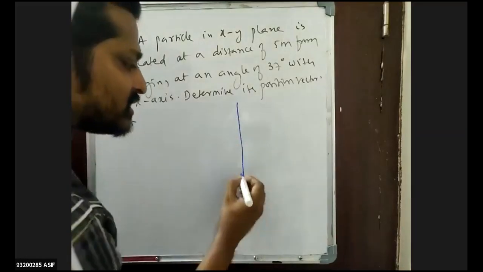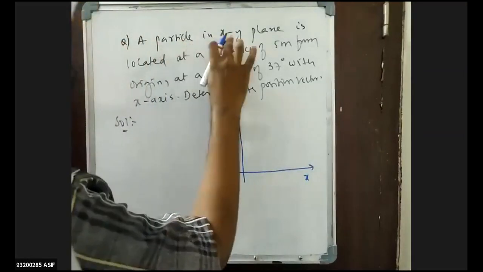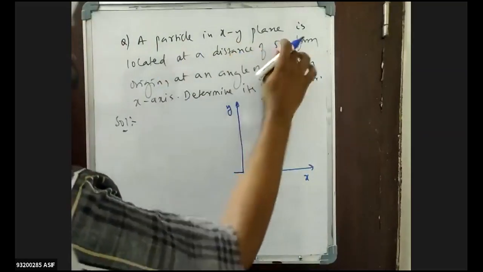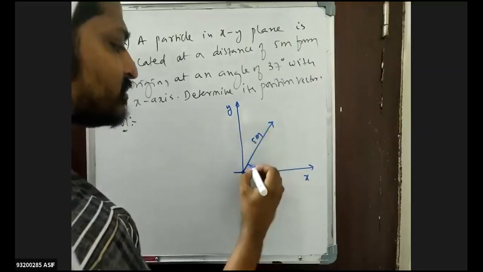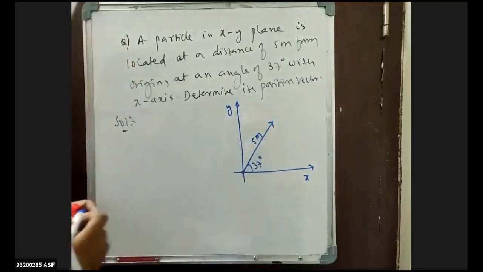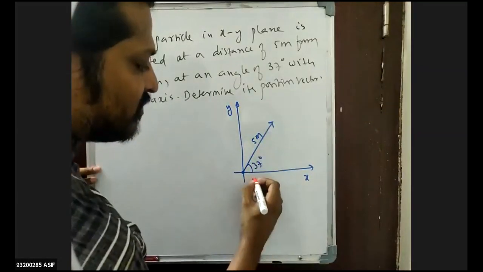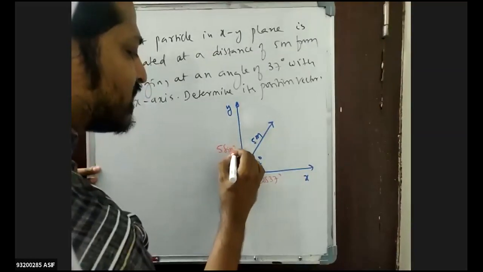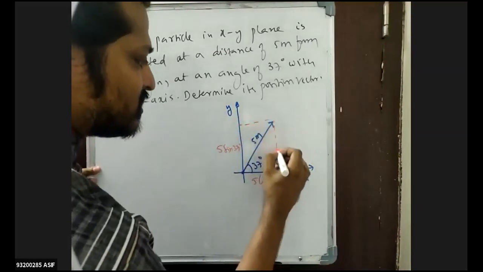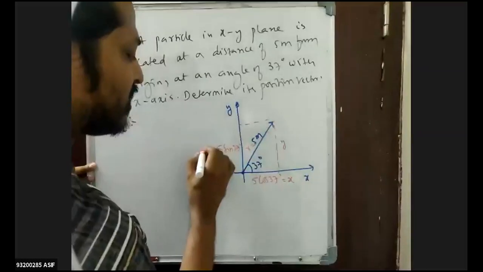See here, this is your x-axis and this is your y-axis. The particle is in the XY plane and it is located at a distance of 5 meters from the origin. From this origin, this is your 5 meters. It is making an angle of 37 degrees with your x-axis. If I resolve this, this becomes 5 cos 37 and this becomes 5 sin 37. So this will be y, this will be x, and this will be equal to r.